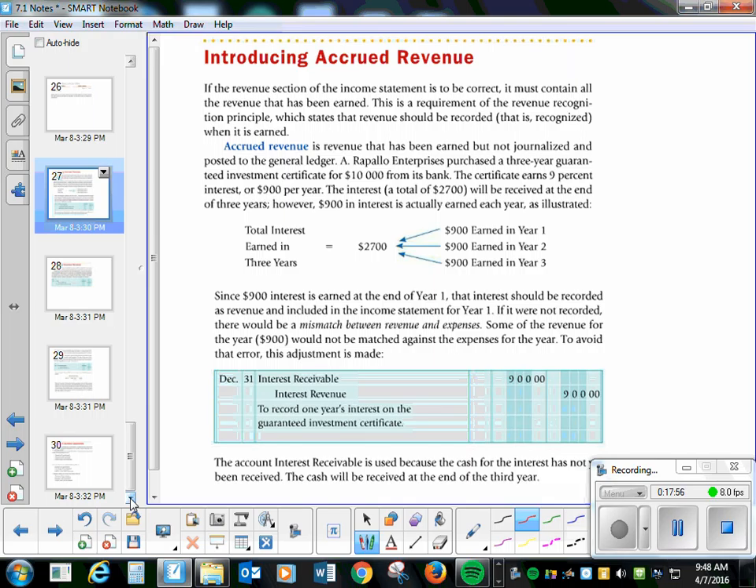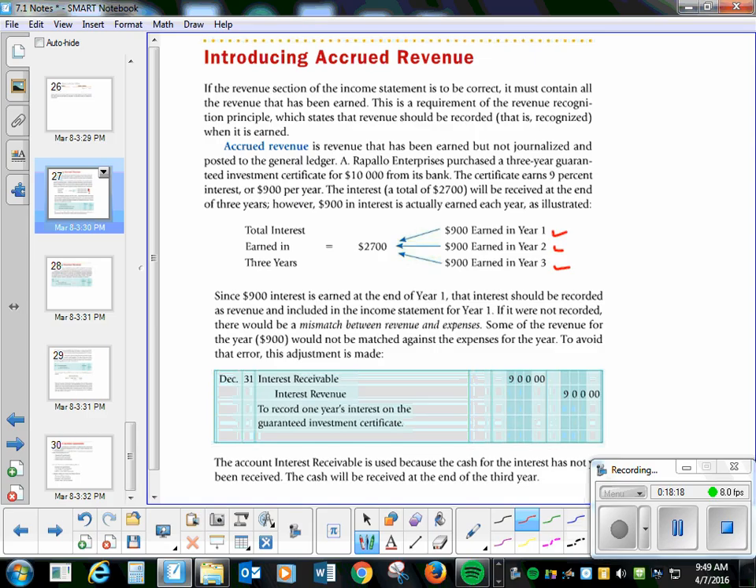A. Rapallo Enterprises purchased a 3-year guaranteed investment certificate of $10,000 from its bank. The certificate earns 9% interest or $900 per year. The interest, a total of $2,700, will be received at the end of 3 years. However, $900 in interest is actually earned each year, so it's split up this way.